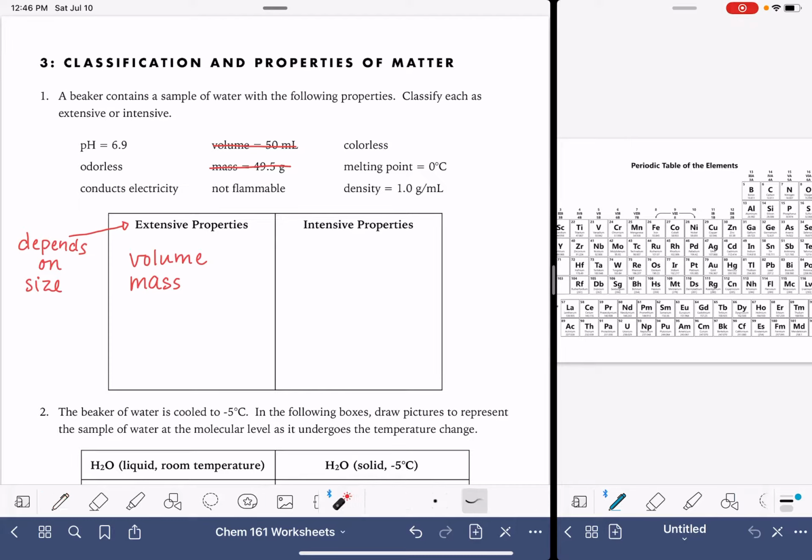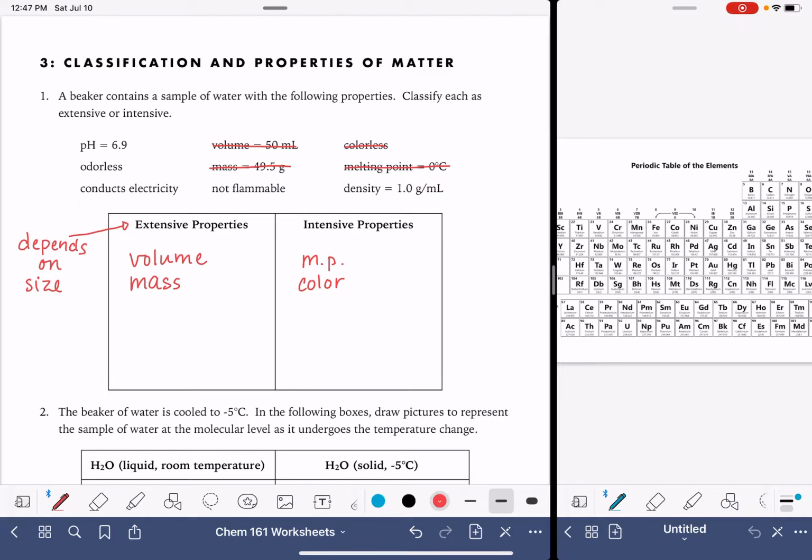Intensive properties are things that don't change with the size of the sample. So for example, water has a melting point. I'm going to abbreviate that MP, that's a standard abbreviation. Water has a melting point of 0 degrees Celsius, and it doesn't matter how much water you have, the melting point is always 0 degrees Celsius. Also, the color of an object is an intensive property. Now, the depth of the color, like the darkness of the color might change, but the color itself, is it red, is it green, whatever, that's not going to change with sample size.